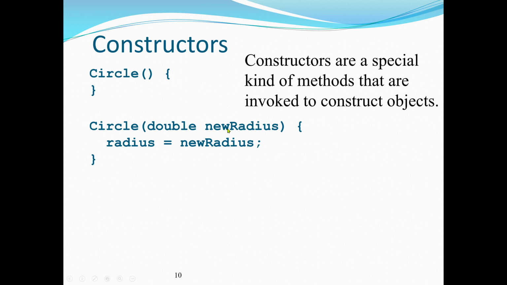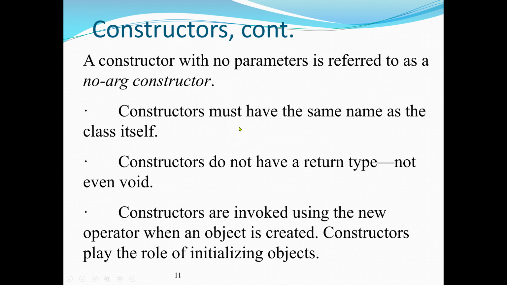We have a second constructor with a parameter. So it depends on the argument. When we create the objects in the main method, whatever argument we give for the new radius, that will be, again, this is the circle class, so the new radius will be the radius for that object. So we say that a constructor with no parameters is referred to as a no-argument constructor, which sometimes we also call a default constructor because it uses the default values.